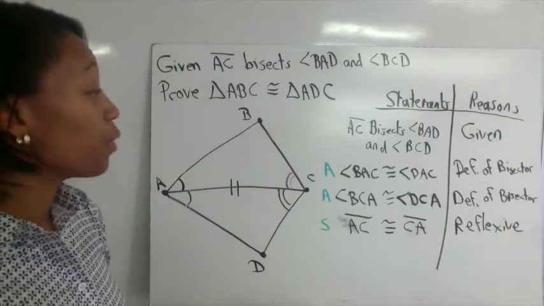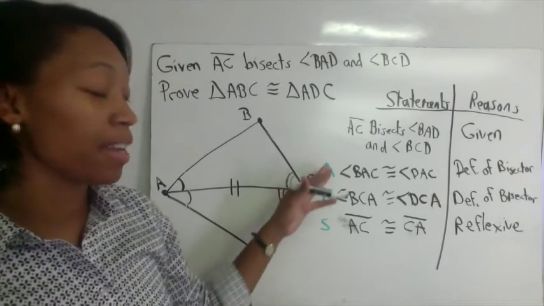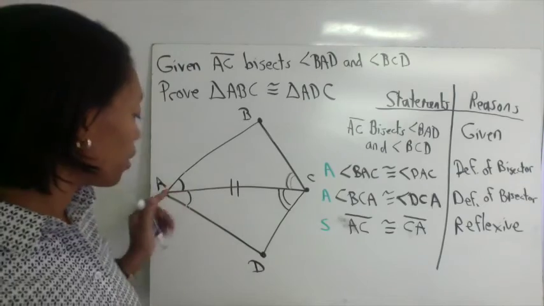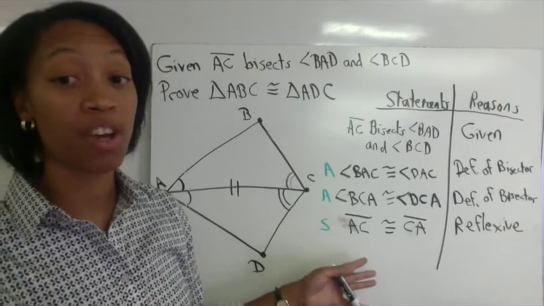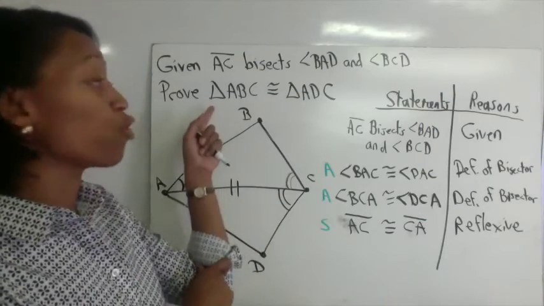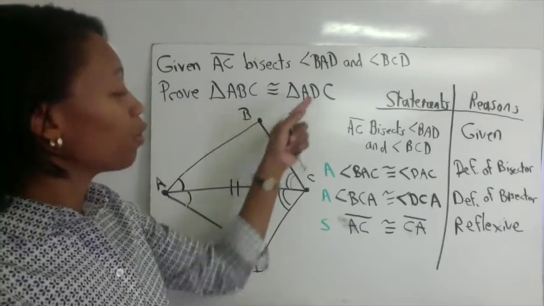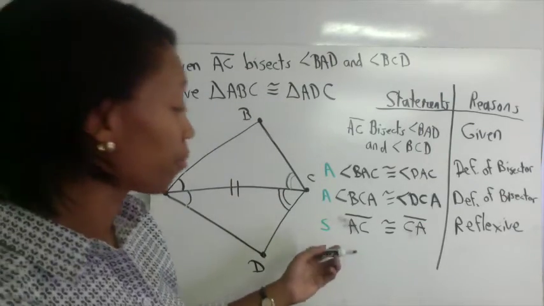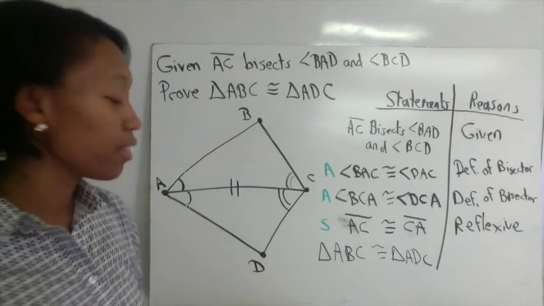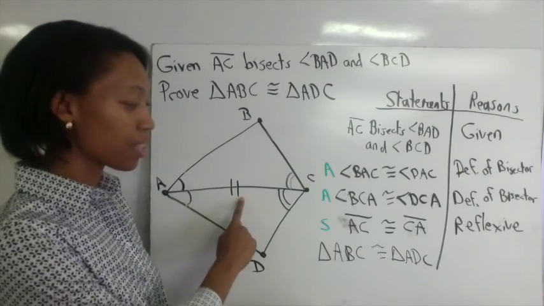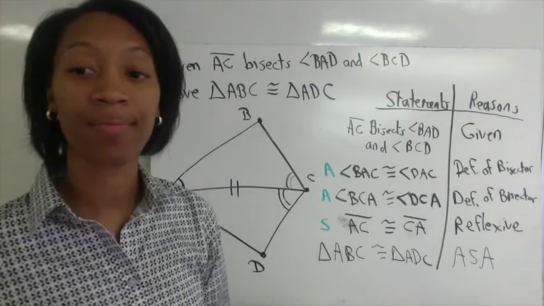Okay, so now that I have my side and my angles listed, I can reach my conclusion. So now the last thing in the statements column is always what you're trying to prove. So what I'm trying to prove, I'm going to copy that down here. And the reason that I know that those two triangles are congruent is I decided it was angle, side, angle. Great.